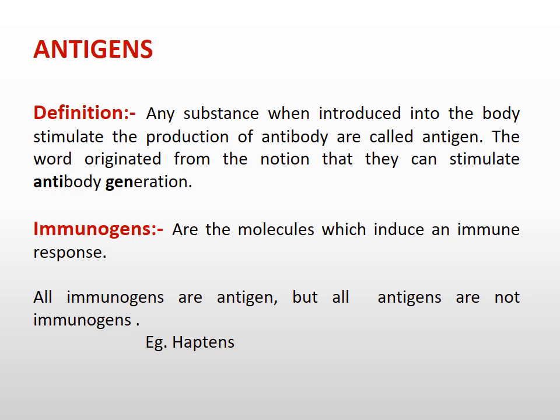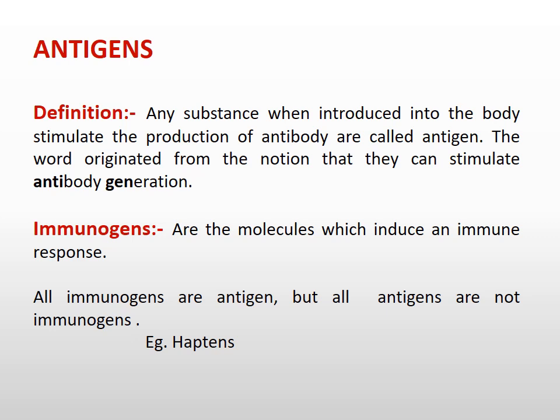So what is antigen? An antigen is any substance which, when introduced into the body, can stimulate the production of antibody. The word antigen originated from the words antibody generation. Anti from antibody, gen from generation. So the substance which is capable of producing antibody when introduced into the body is called antigen. So what are immunogens?